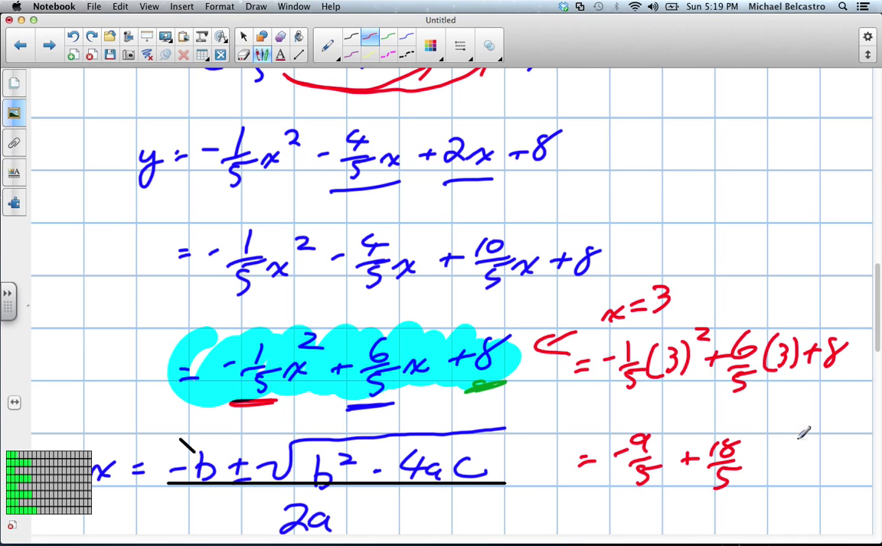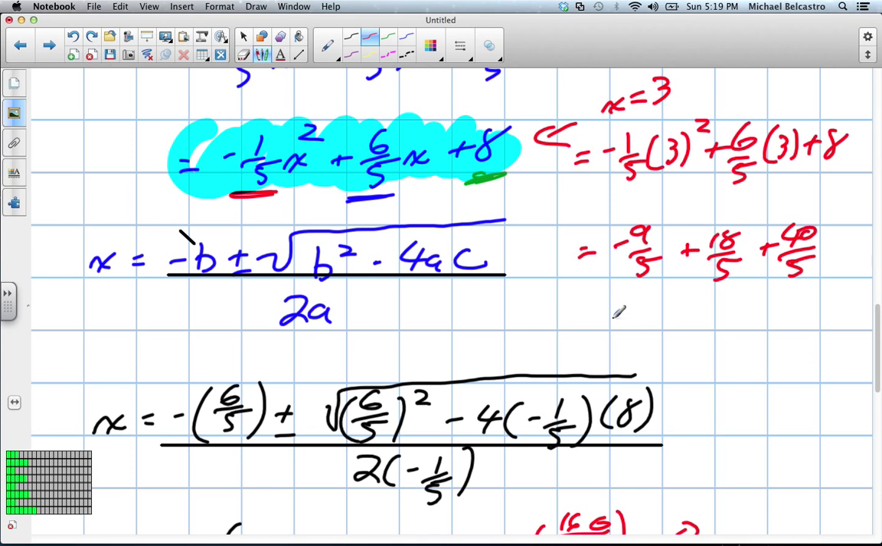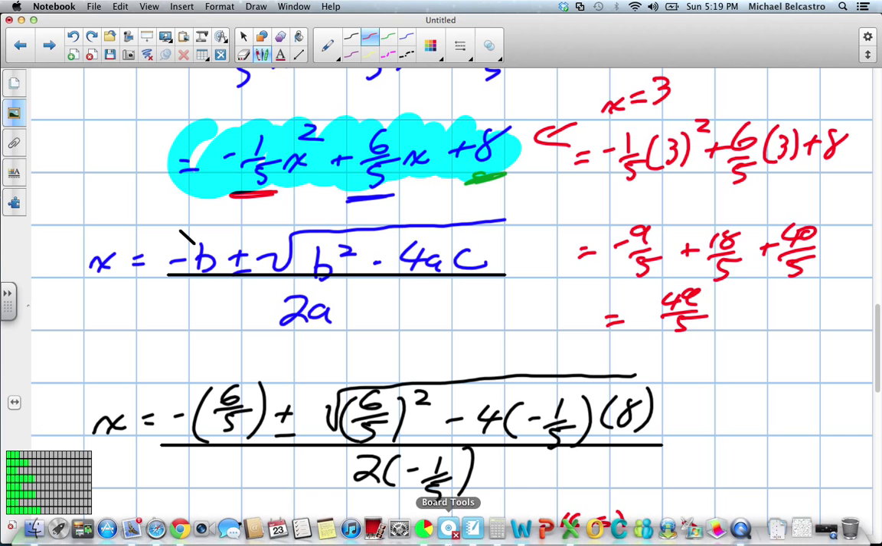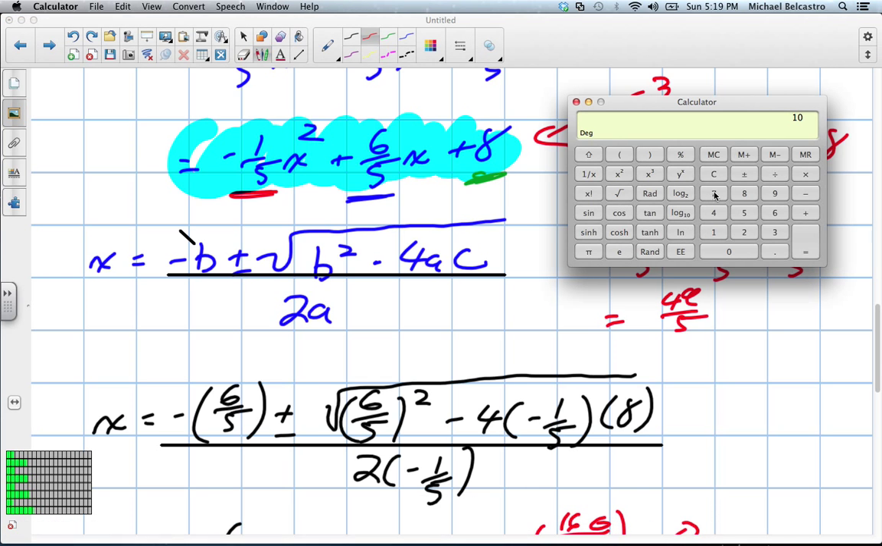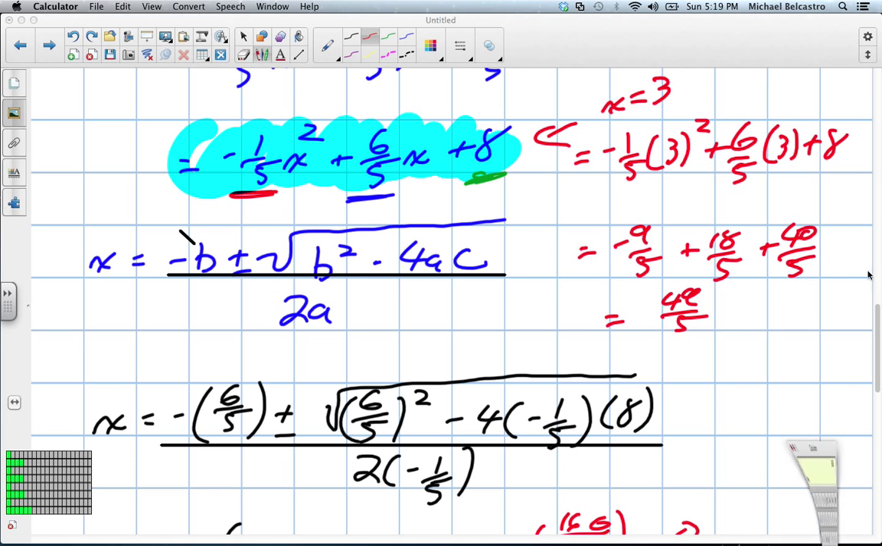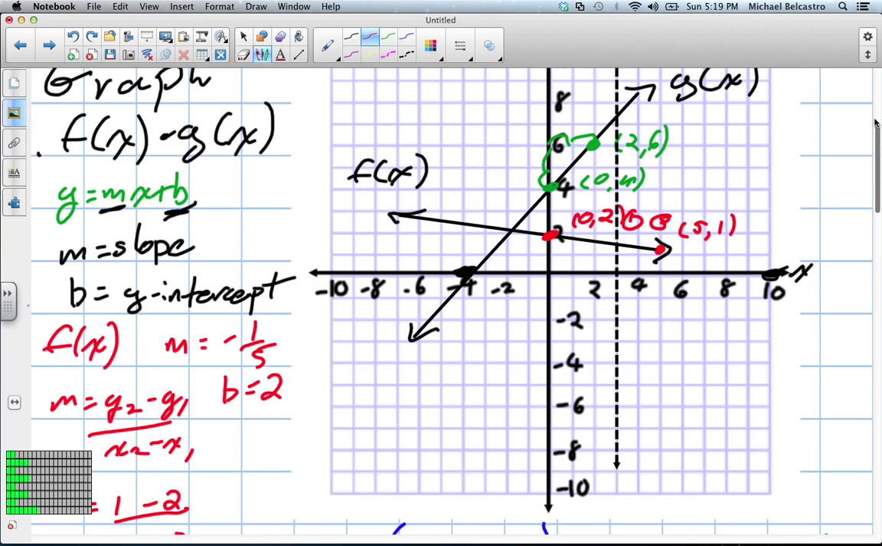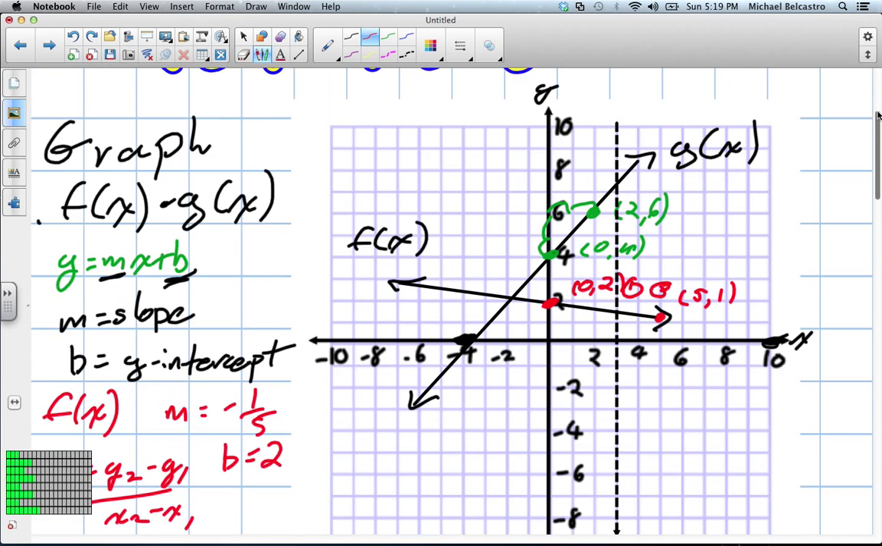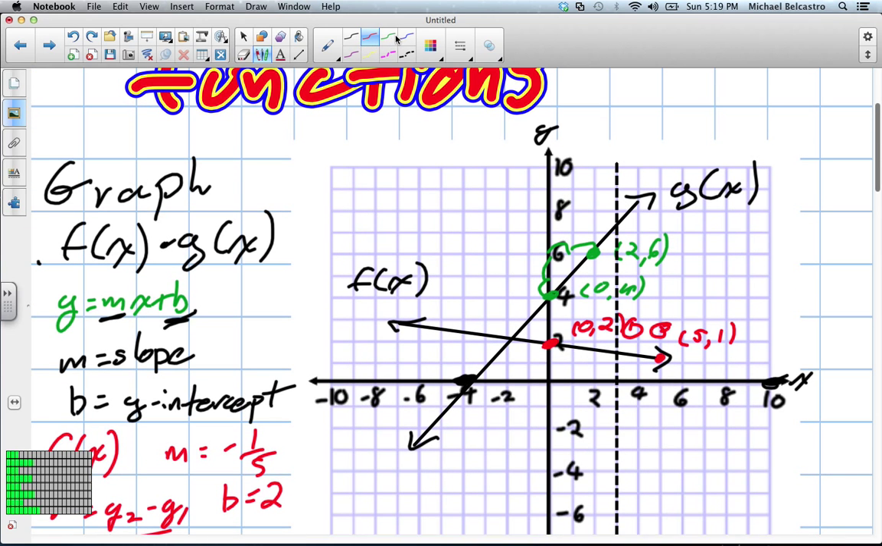And I'm going to make the 8 over 5, so it's going to be 40 over 5. So we're working with fractions. Negative 9 plus 18 is 9 over 5, plus 40 is 49 over 5. Oh, I guess maybe not. It's going to be a very wide graph. And 49 divided by 5 is 9.8. So the y value is at 9.8. It's way up there. So as we go to draw this, we'll say this is roughly 9.8.